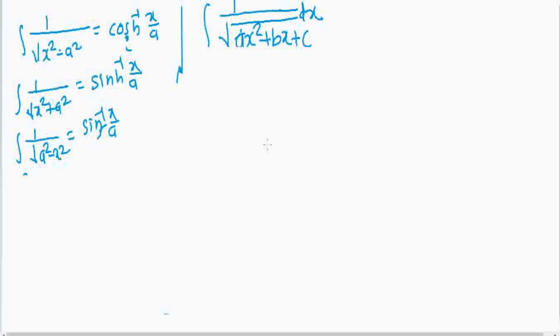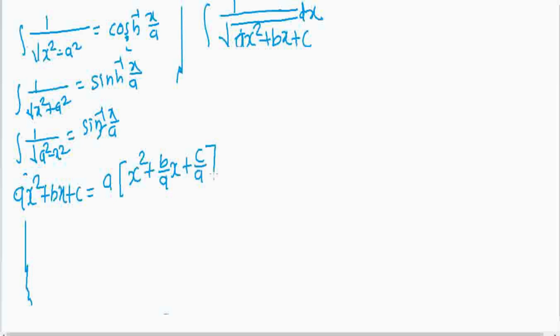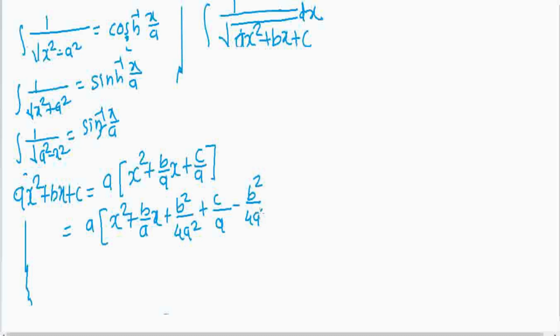Firstly, we simplify this function ax square plus bx plus c. Let us take a common. If we take a common, we have x square plus b divided by a x plus c divided by a, equal to a into x square plus b divided by a x plus b square divided by 4a square plus c divided by a minus b square divided by 4a square.